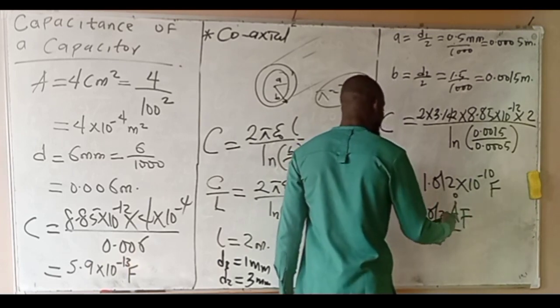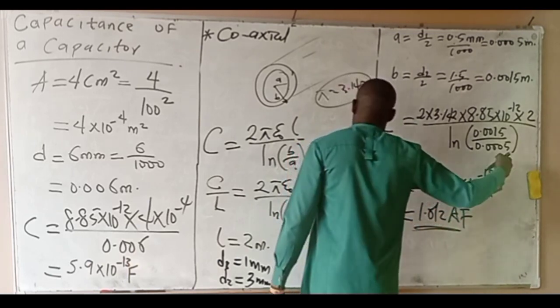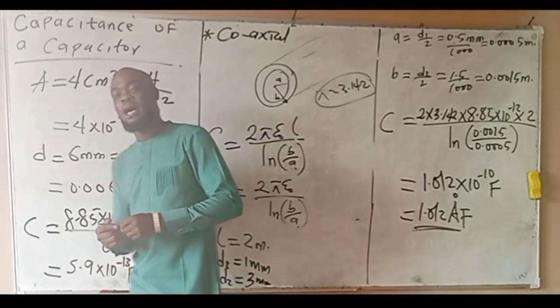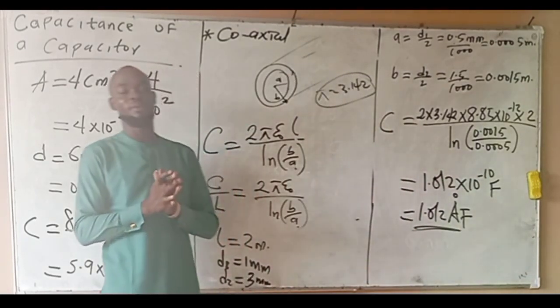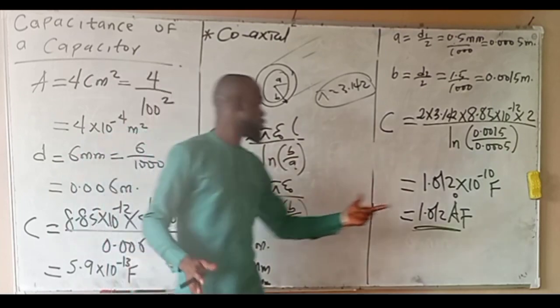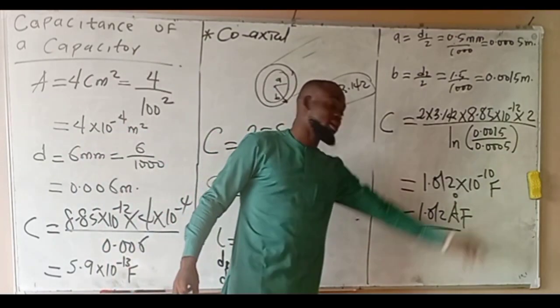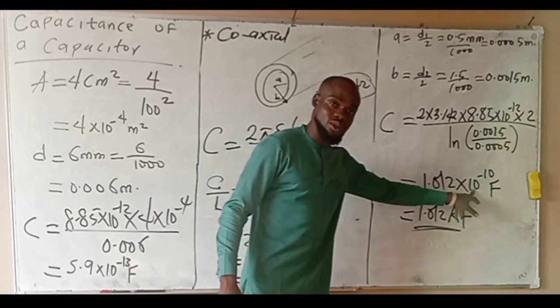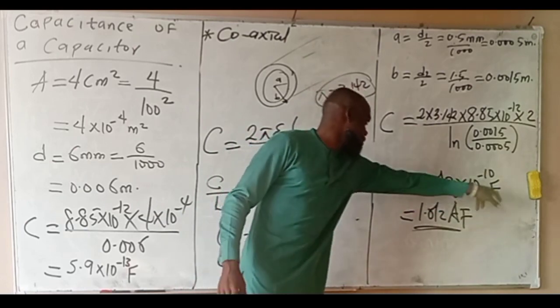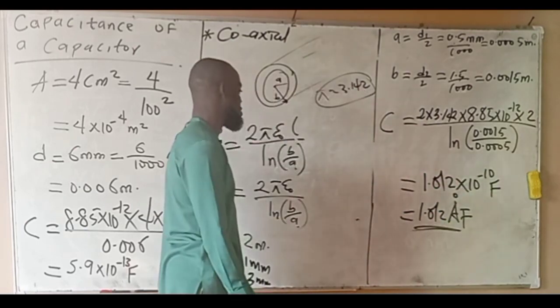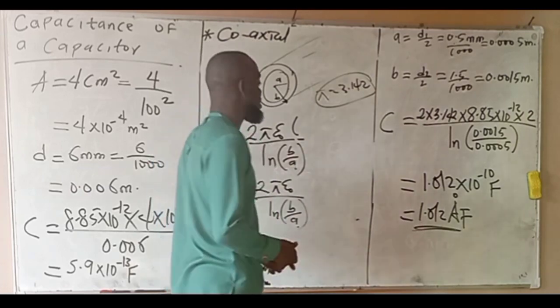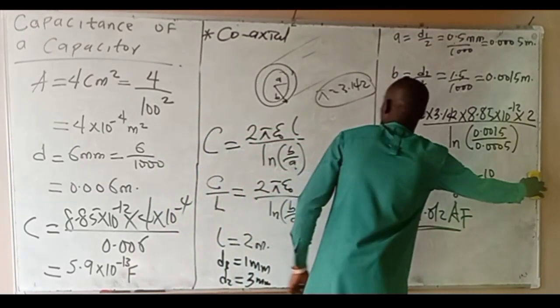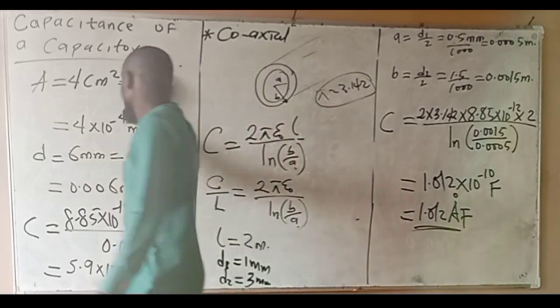Why is it angstrom farad? Because angstrom is the prefix we give to a magnitude of 10 to the minus 10 in physics. So 10 to the minus 10 means angstrom, and that's how I'm writing it, angstrom farad. So that's how we calculate the capacitance of a coaxial cylindrical capacitor.